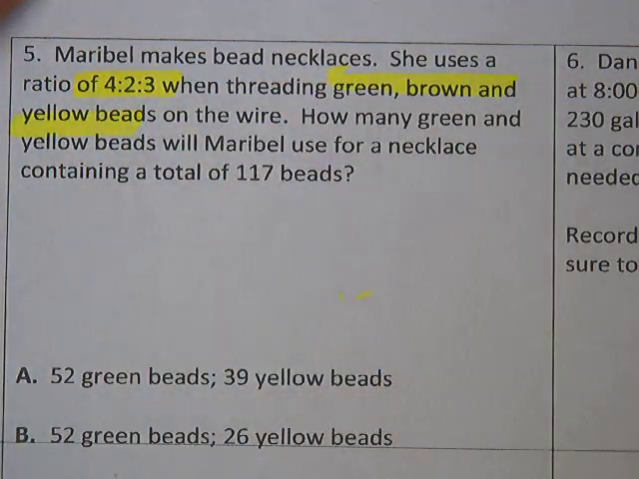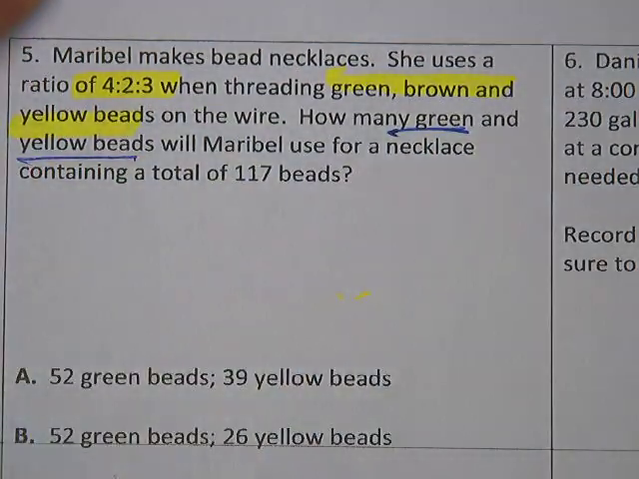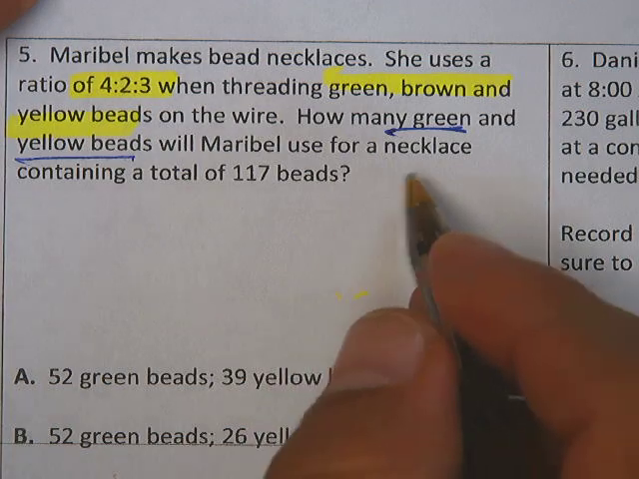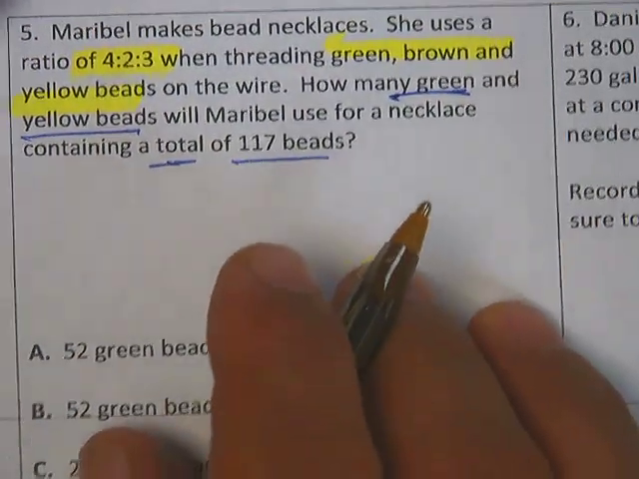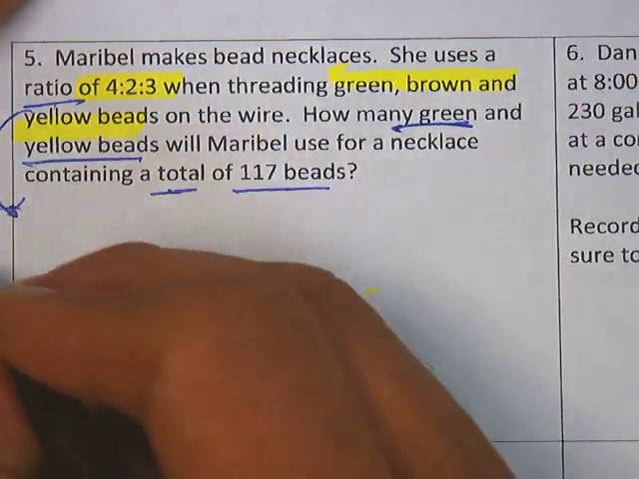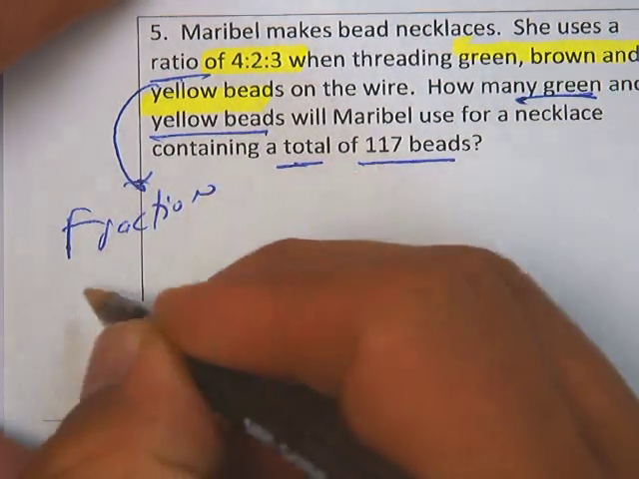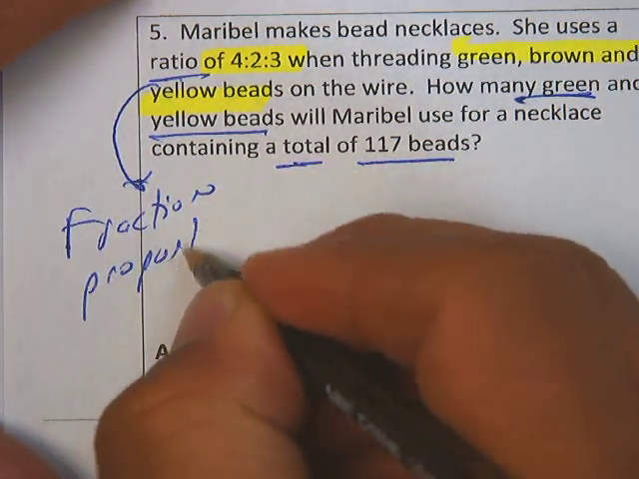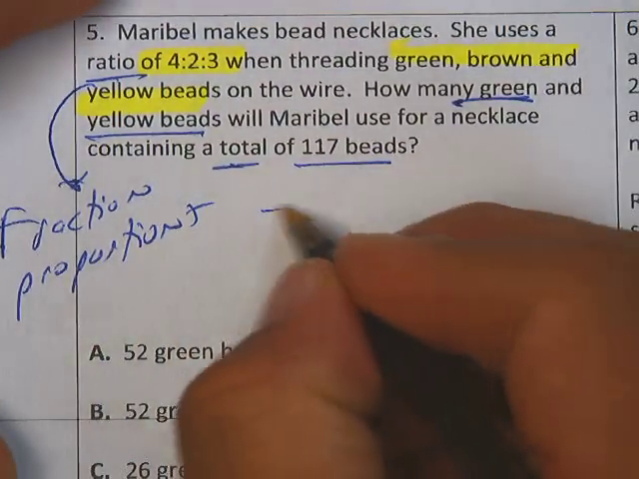Okay. Number 5 there says Maribel makes bead necklaces. She uses a ratio of 4:2:3 when threading green, brown, and yellow beads. How many green? Look what this is there. We're concentrating on how many greens and how many yellows will Maribel use for a necklace containing a total of 117 beads?